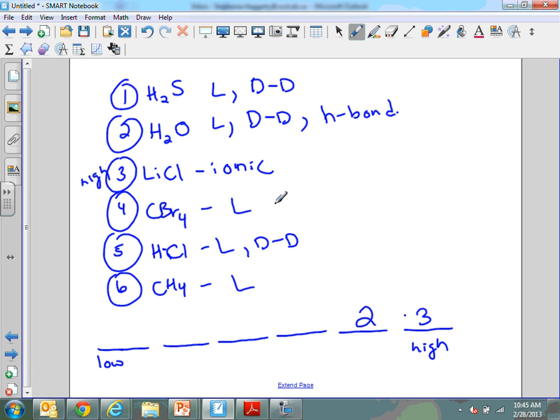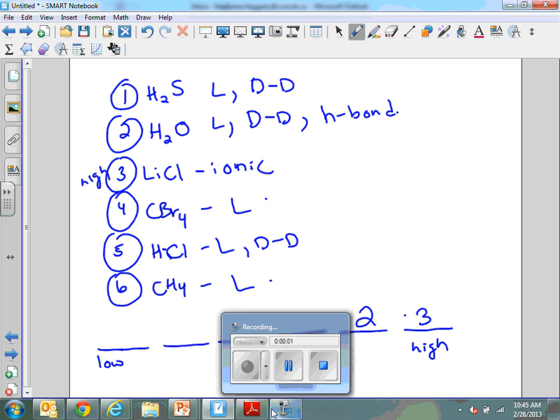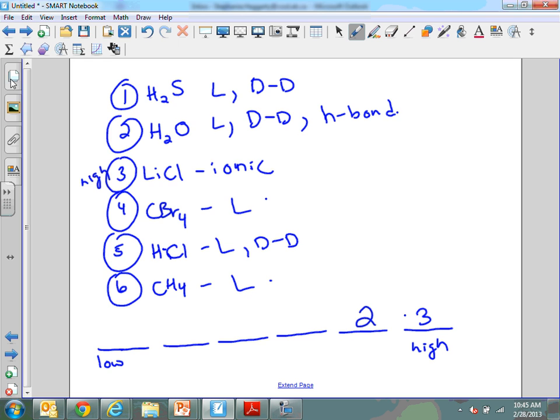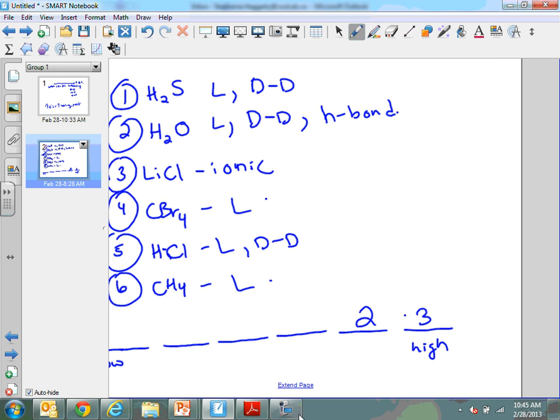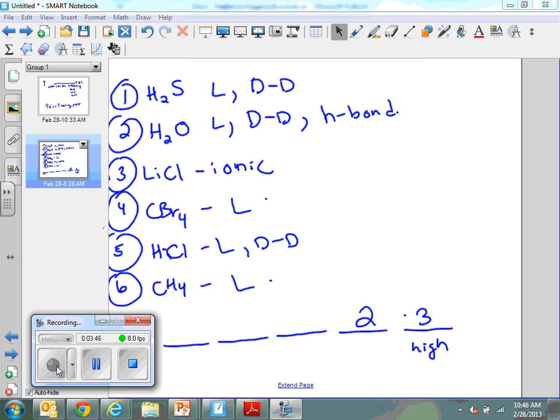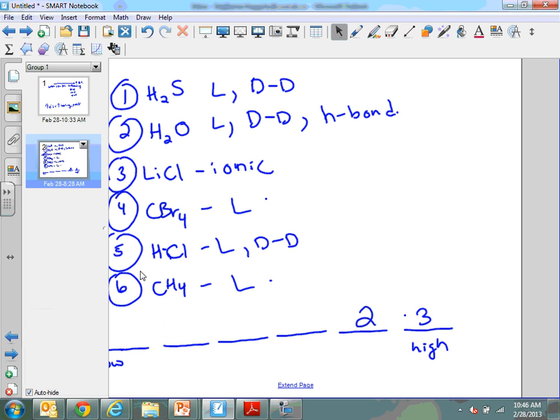So the lowest are definitely the ones that only have London forces. Two of these molecules both have London forces. So that's when we want to look at comparing the number of electrons. So increased number of electrons increases the boiling point because there's greater London forces. So number 4 or number 6 is going to be our lowest.